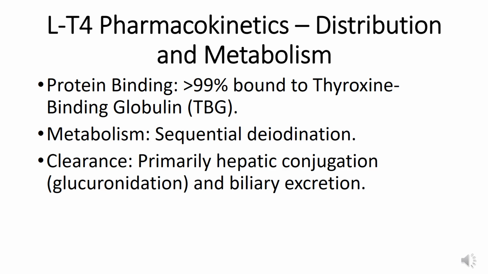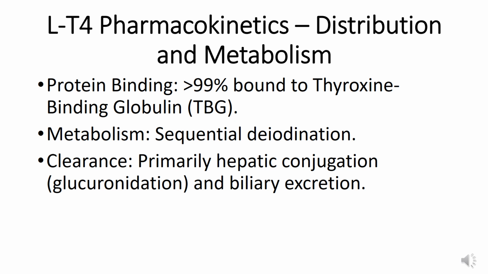After distribution, levothyroxine undergoes metabolism. The primary metabolic pathway is called sequential iodination. This process involves the stepwise removal of iodine atoms from the thyroid hormone molecule by specialized enzymes known as deiodinases. The most important conversion is the transformation of thyroxine into triiodothyronine, the more biologically active thyroid hormone.